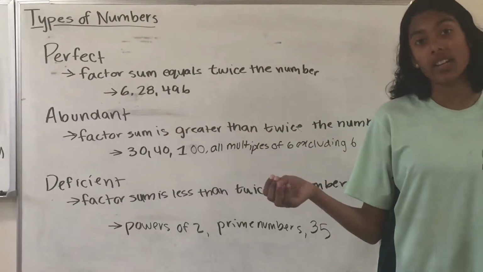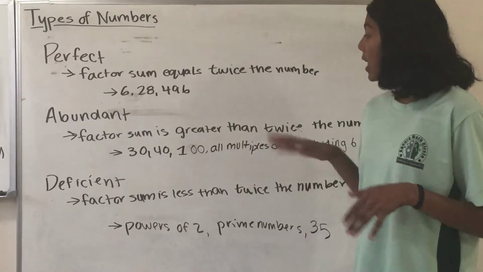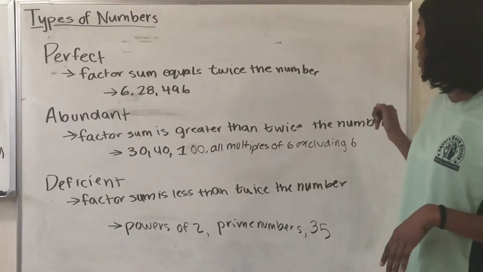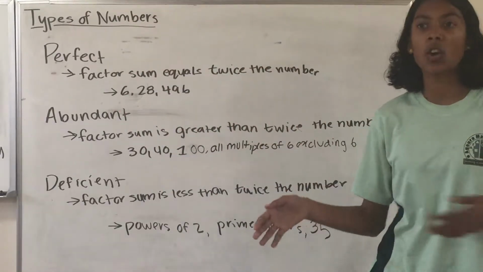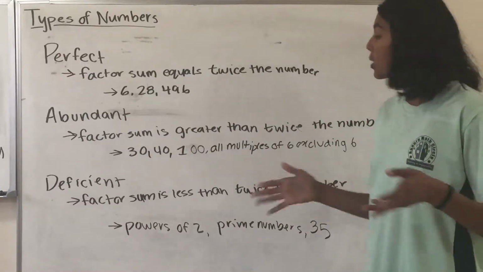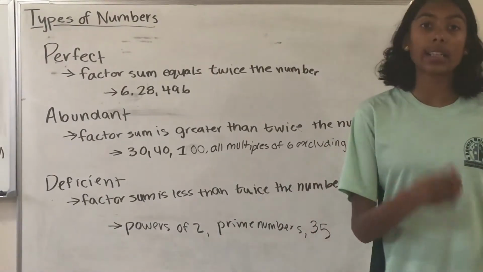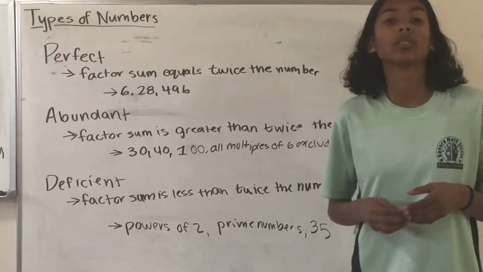Then we have our abundant numbers, which means that the factor sum is greater than twice the number. And it's 30, 40, 100, and all multiples of 6, excluding 6, because 6 is perfect. And then we have our deficient numbers, which you probably guessed is when the factor sum is less than twice the number. And examples of this are powers of 2, prime numbers, and 35.